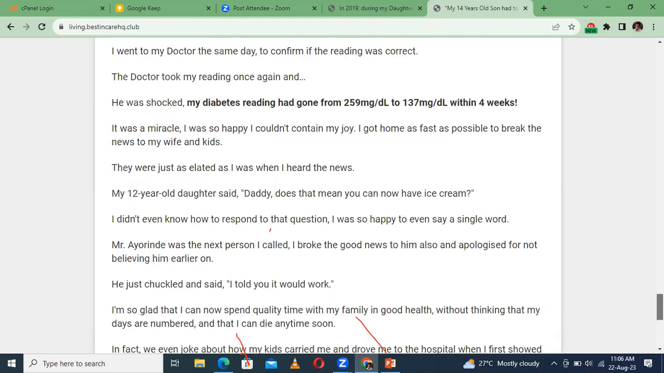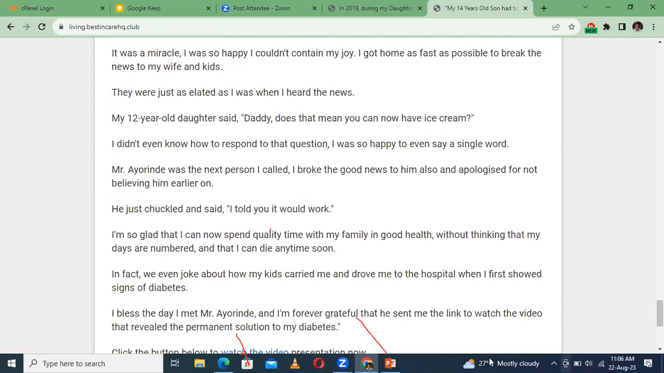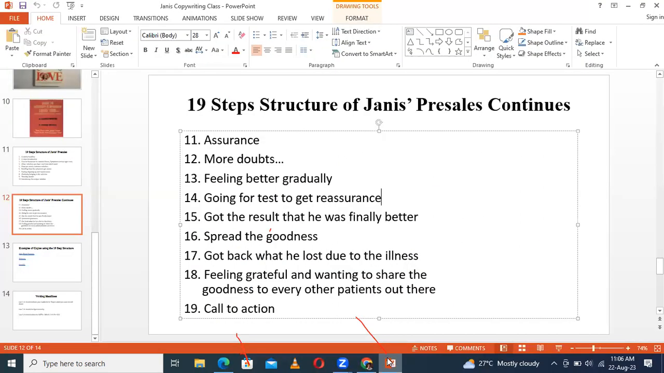In fact, guys, from here to here, we've done the part of going for tests for reassurance. Got the result that was finally better. Obviously, the doctor broke the news to him, then he spread the good news, got back what he lost due to the illness, felt grateful and wanted to share, then your call to action.